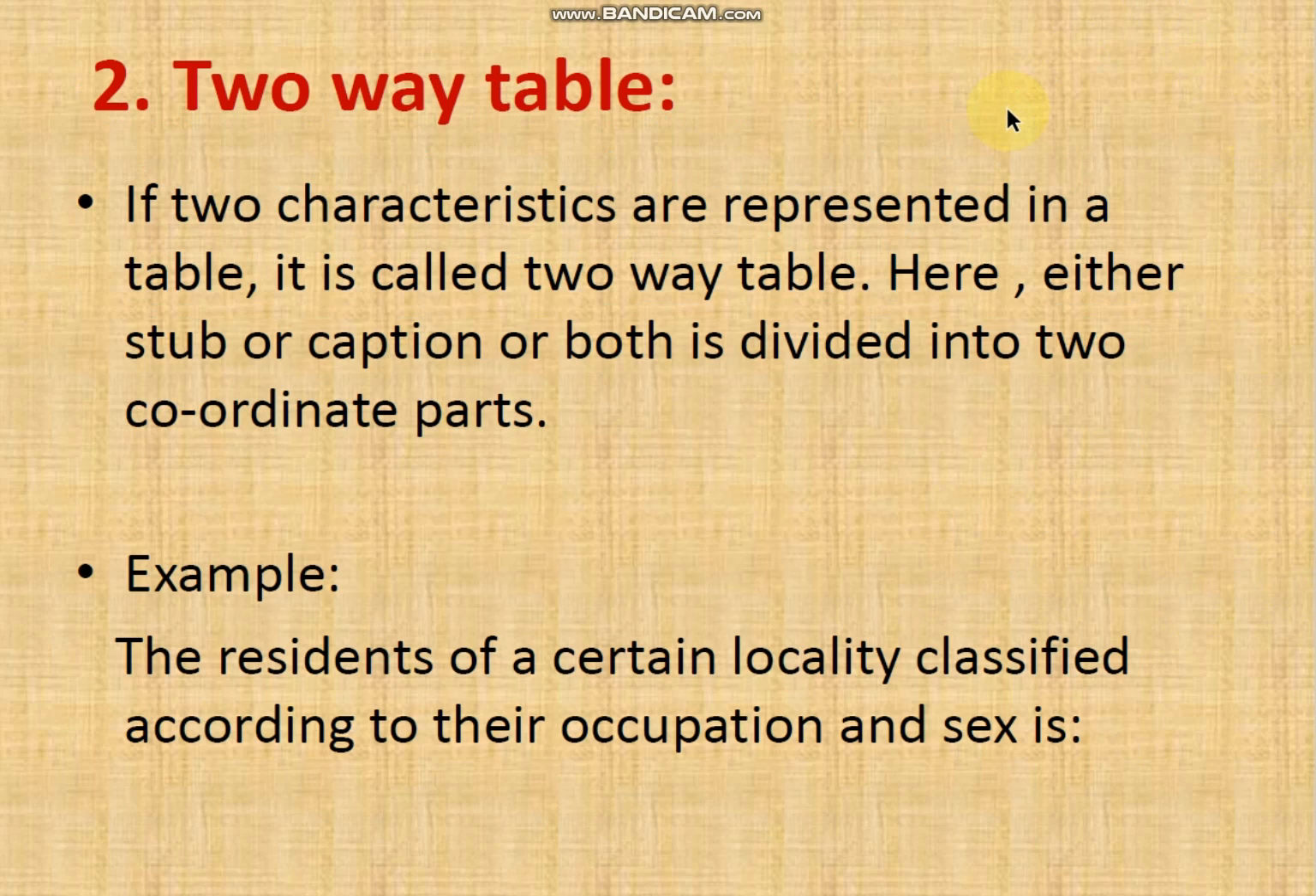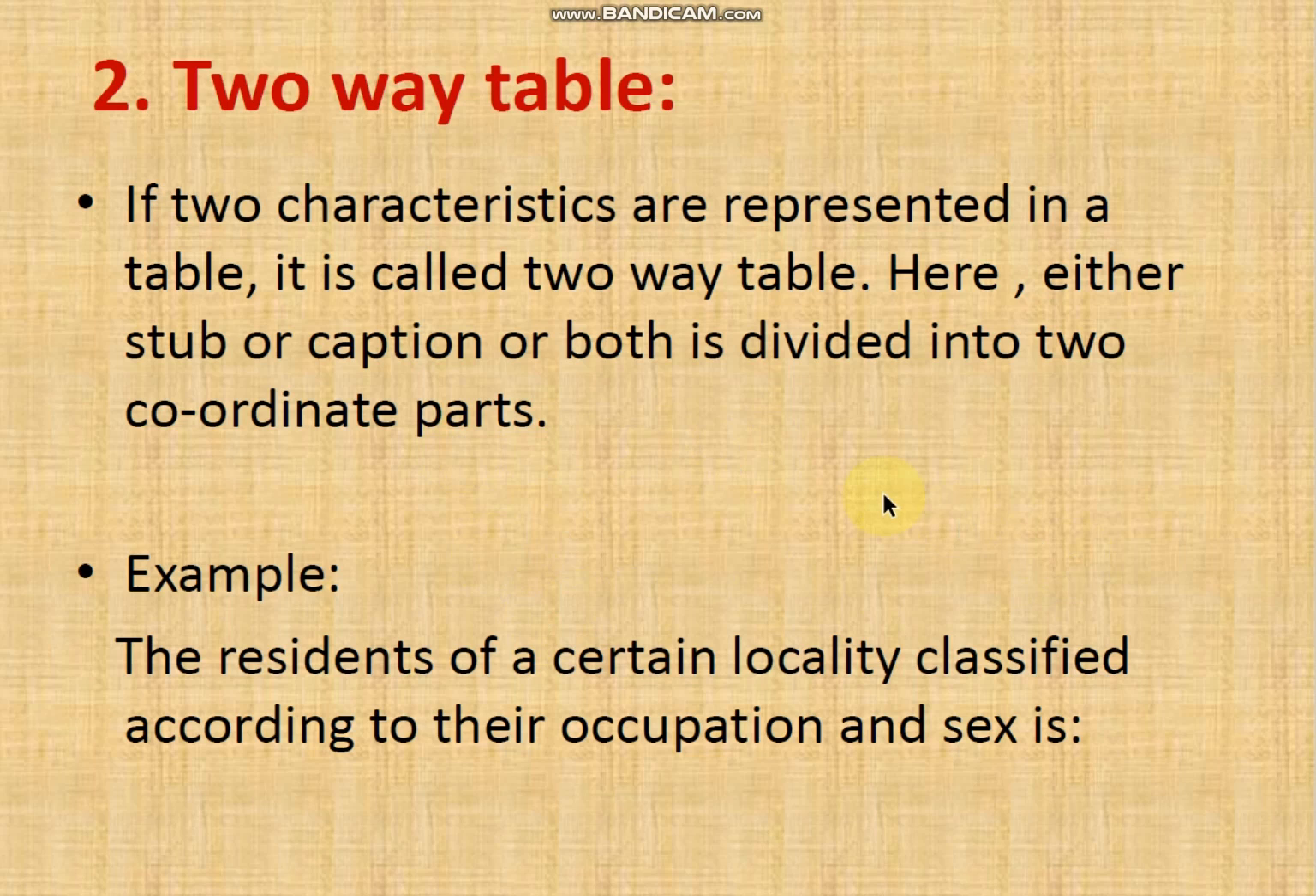The next type of table that we have is the two-way table. If two characteristics are represented in a table, then it is called a two-way table. Here either the stub or the caption, both are divided into two coordinate parts. So two-way table means instead of one characteristic we are representing two characteristics. Let us look at an example here.